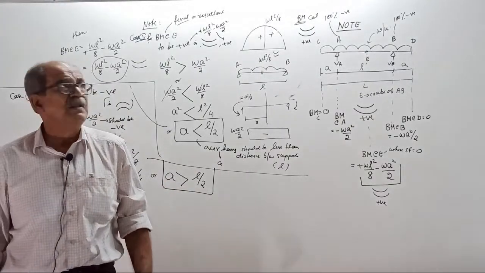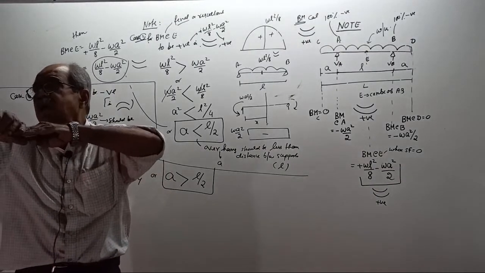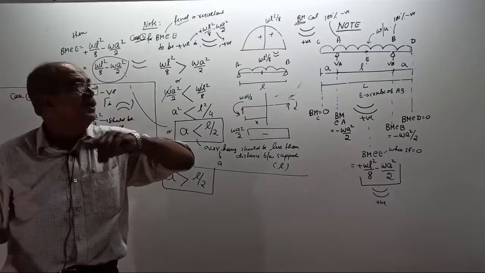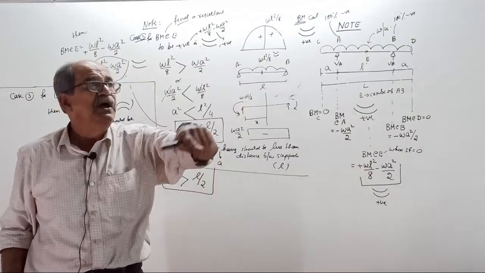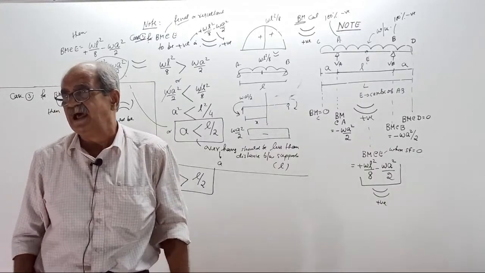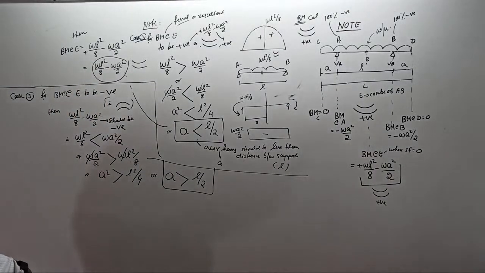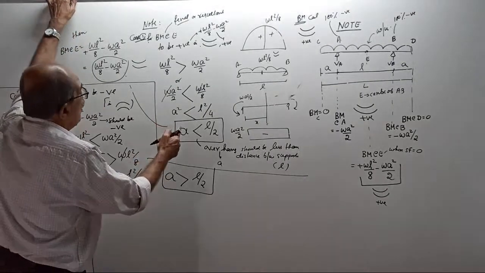Why half the span? Because for the overhang, even with a smaller span, bending is more. Why? WA square by 2. Span bending is WL square by 8. There divide by 8 is there. To balance that 8, divide by 2, lesser distance is sufficient. Clear now all this? Just clear or not? This concept, this is case number 3. Clear means I will go to the next step. At least one should tell clear. Clear. Okay.